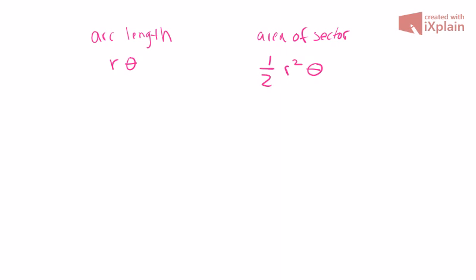So here are the formulas. Arc length is r times theta, r being the radius, theta being the angle, and then area of a sector is 1/2 r squared theta. And remember that theta is always in radians.